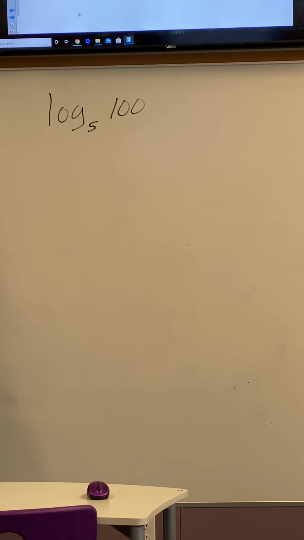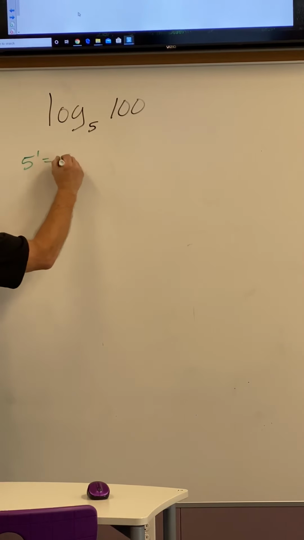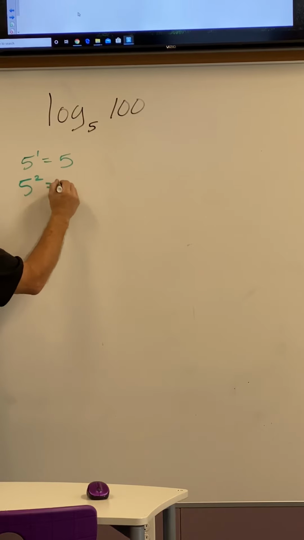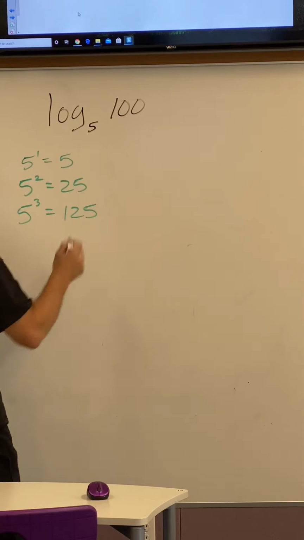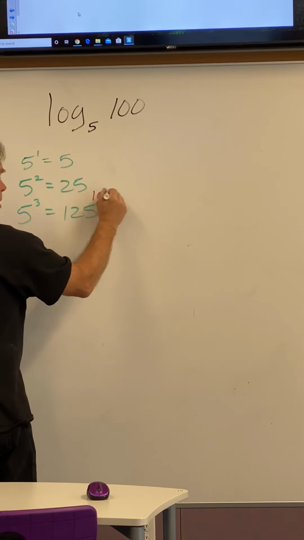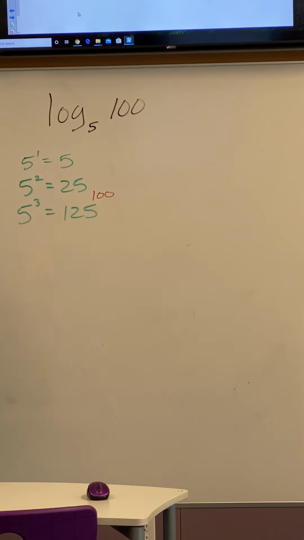Let's look at the powers of 5. Okay, 5 to the first power is 5. 5 to the second power is 25. 5 to the third power is 125, and so on. Now, here's the deal. So 5 to what power is gonna be 100? Well, notice where 100 is. It's between 25 and 125, right? So 5 to the second power is too small. 5 to the third power is too big. So that means the power that you have to raise 5 to get 100 for an answer is going to be somewhere between the second power and the third power.